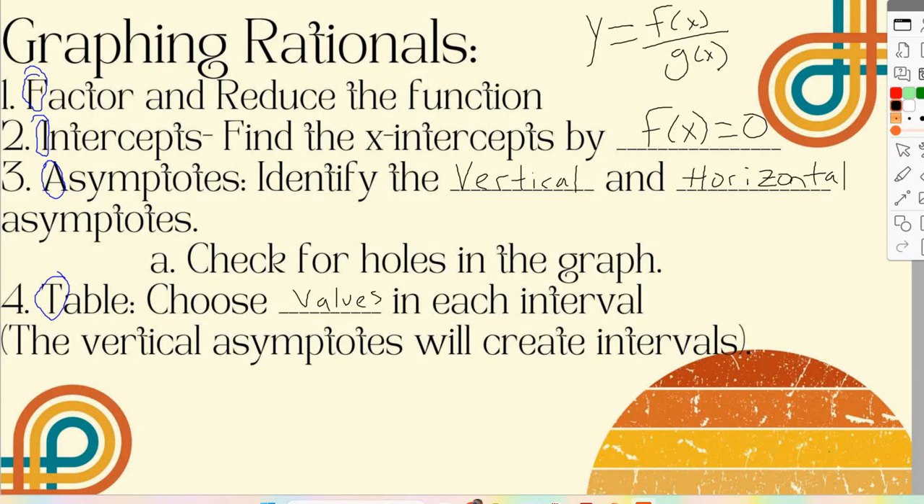Then next up we find our asymptotes using the things we talked about yesterday. Then we didn't talk much yesterday besides me just saying they're there: we have to check for holes in the graph, which is what that little box on the right-hand side says. Whenever we have a factor that reduces out of the top and the bottom, it's going to become a hole instead of an asymptote. We'll look at what that means on our graph in a second. And then lastly, we're going to choose values in each interval, and our vertical asymptotes are going to help us break apart those intervals.